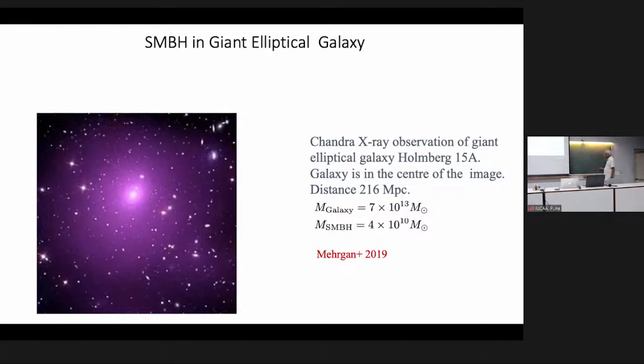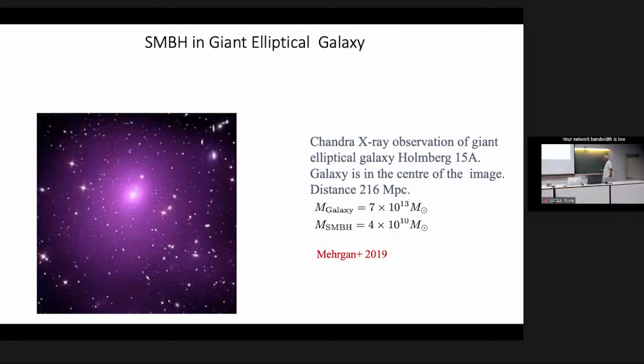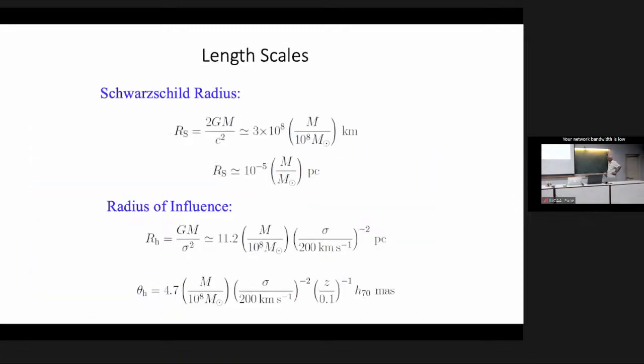But on the other hand, the galaxy is also very massive. The mass of our own galaxy will be more than 10 to the 11 solar masses, a few times to several times. So this is 10 to the 13 solar masses for the galaxy. And we always need these length scales. So we are considering this length scale, which is the Schwarzschild radius.